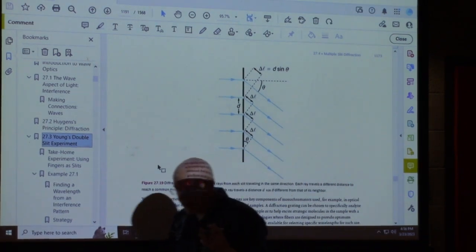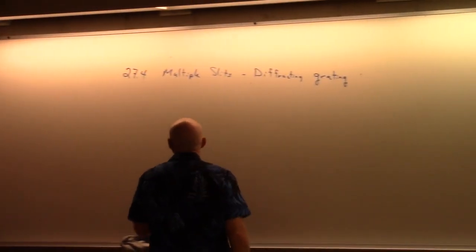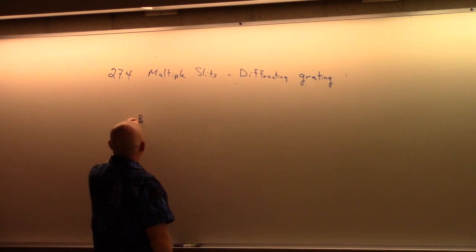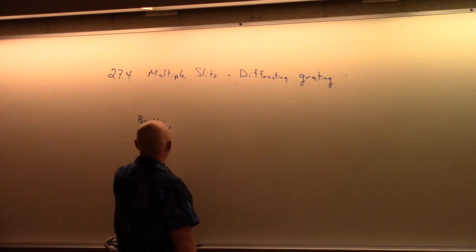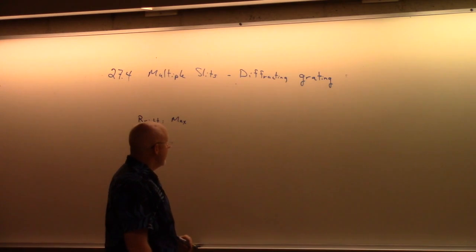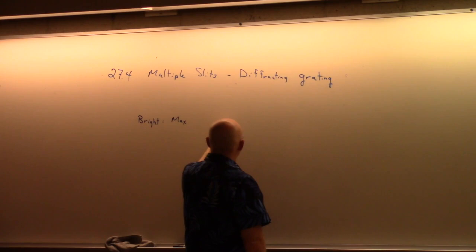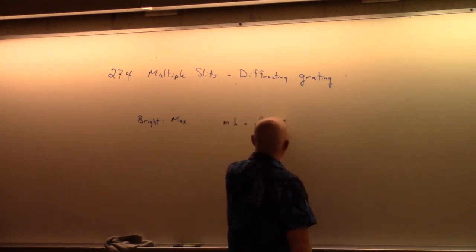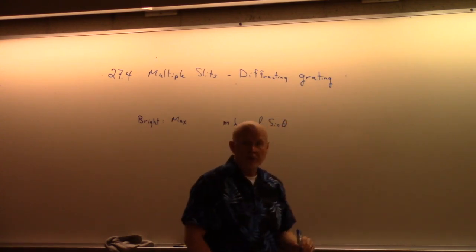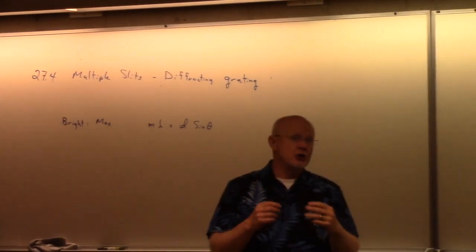For you to get a bright spot, the 2 would be just like the discussion we had. And so I'll put here, where would you get bright? That is, where would they get the maximum? And if you said an integer number of wavelengths equals d sine theta, and you said, well, let's just say that's what it is for the first two.